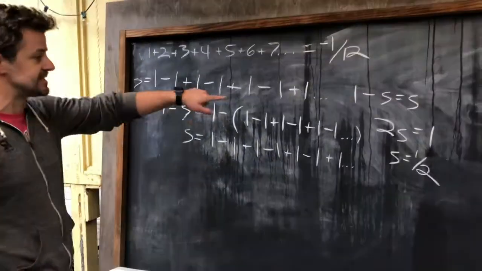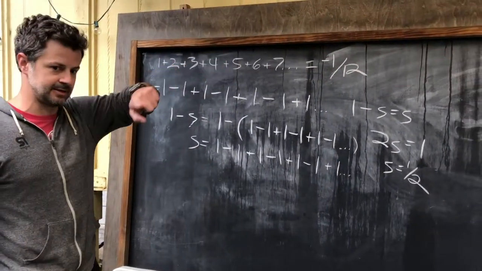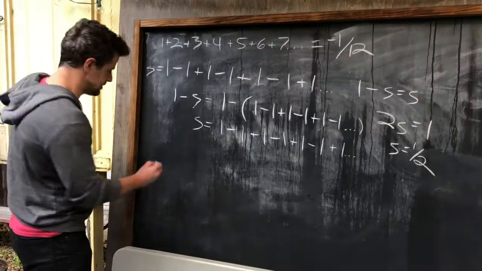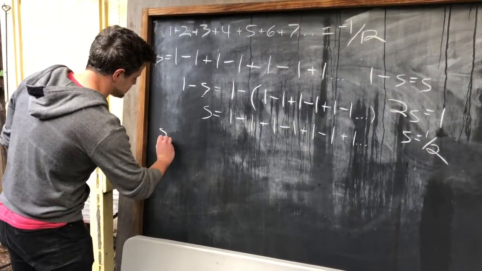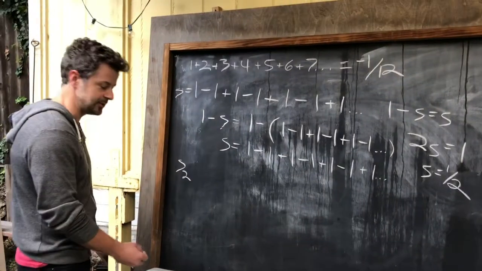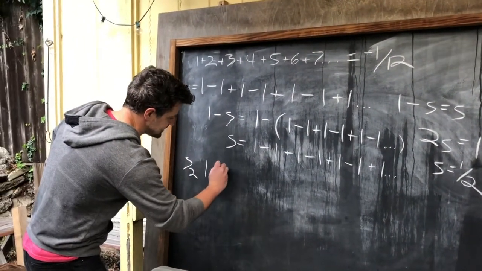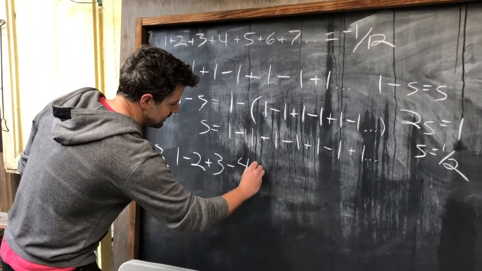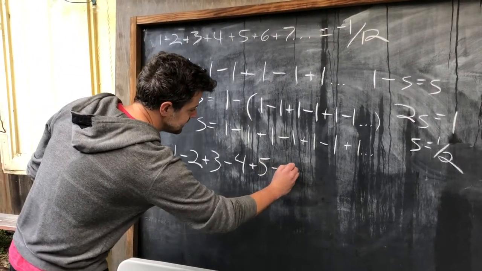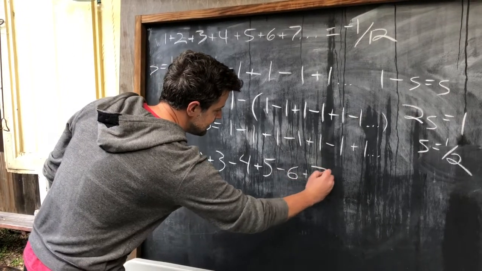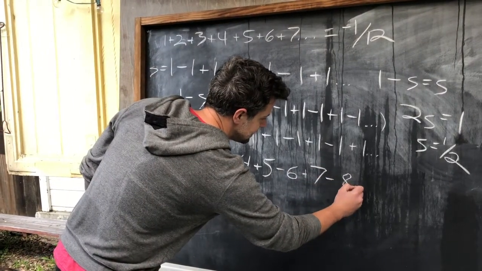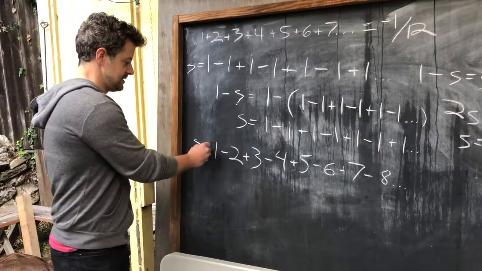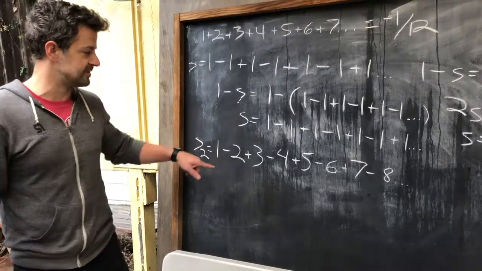Now, so if this is S, I'm gonna come back to this, getting closer to it. So now I'm gonna introduce a new series, let's say this is gonna be S2, okay? S2 is going to be 1 minus 2 plus 3 minus 4 plus 5 minus 6 plus 7 minus 8, etc., right? So every odd number is going to be positive, every even number is going to be negative.